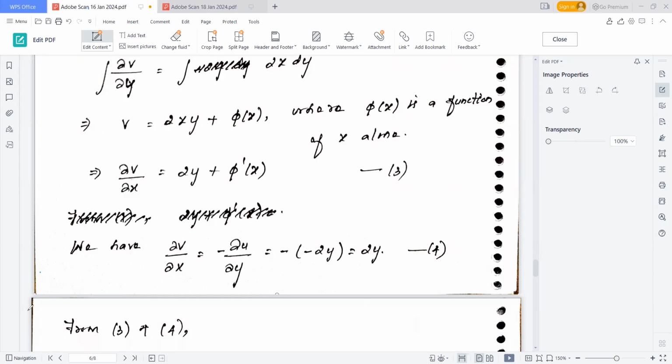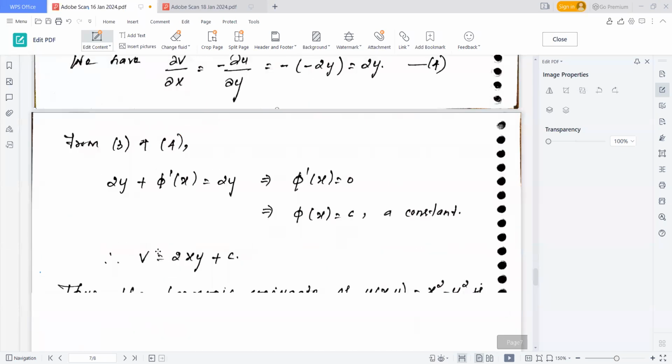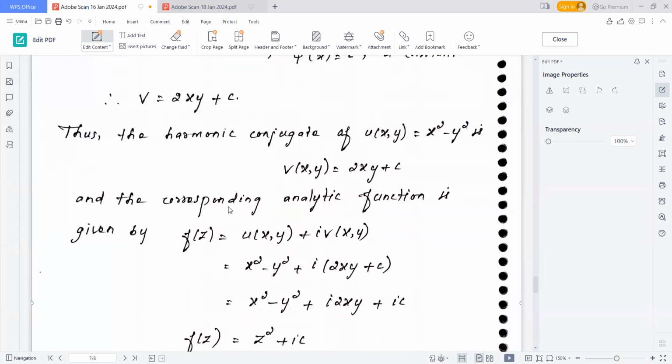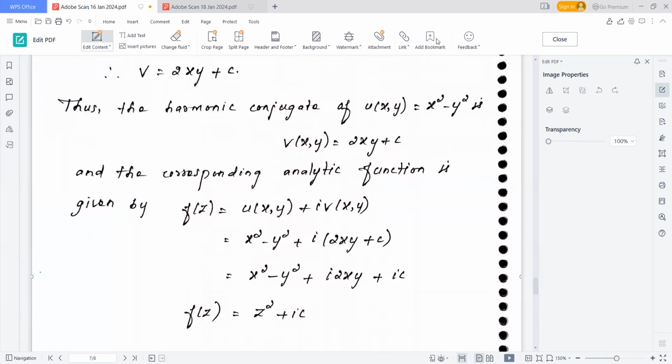So therefore f(z) = u(x, y) + i v(x, y). Substitute the values of u and v here and change it into the z form. Therefore, f(z) = z² + ic. So this is the required analytic function.